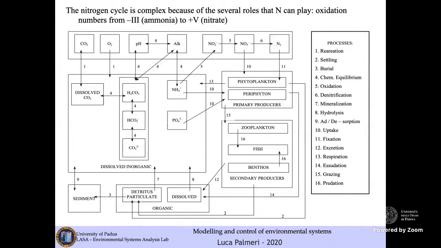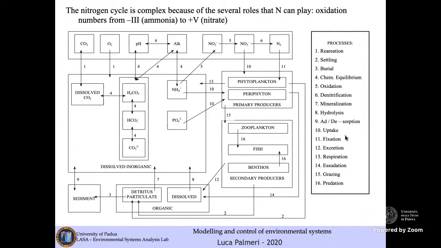So you may find nitrogen going from oxidation numbers of -3 in the case of ammonia to +5 in the case of nitrates. So you see that there are very large types of different oxidation states for nitrogen.